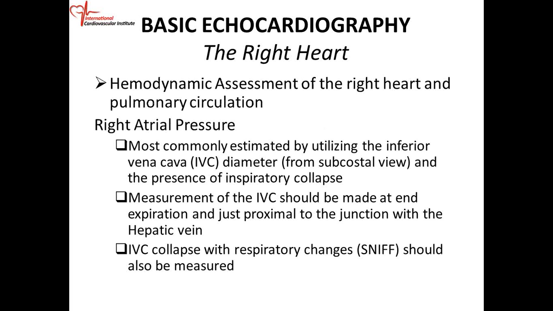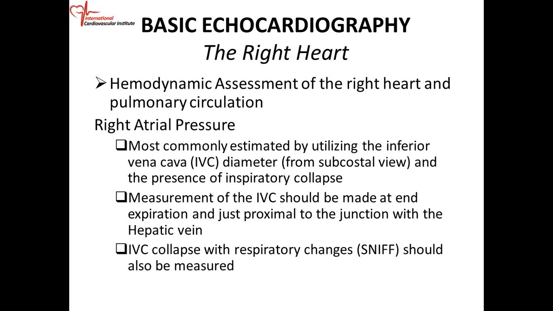Hemodynamic assessment of the right heart and pulmonary circulation. When we talk about the right ventricular systolic pressure, the pulmonary artery systolic pressure, and the right atrial pressure, those are all hemodynamic measurements of the right heart. You can measure the right atrial pressure, because if there's too much pressure in the right atrium, that suggests there's a problem. If the pressure in the right ventricle is elevated, that also suggests there's a problem. And if the pulmonary pressures are elevated, that suggests problems as well. There are a bunch of different methods, but this is the current method that we are using to assess right atrial, right ventricular, and pulmonary artery pressures.